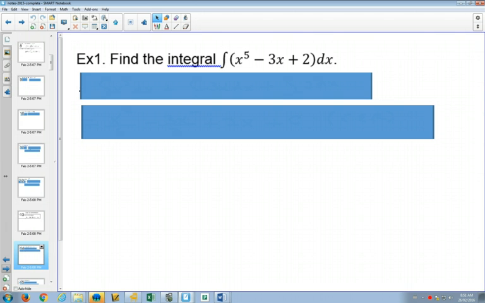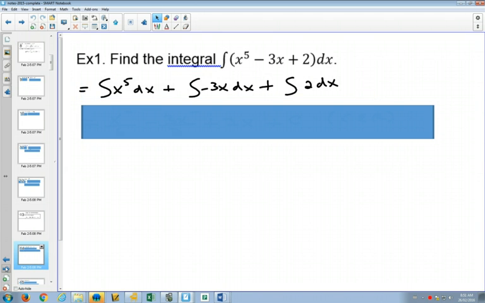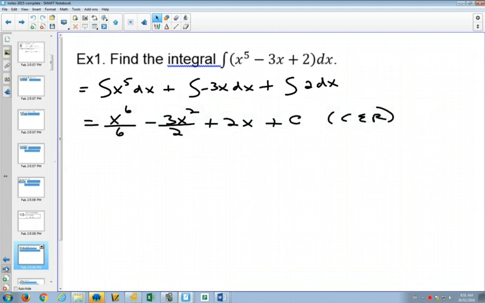All right, let's see how you did on the first one. So you can take the integral of each thing separately. And of course, that first step you probably will never write because it just takes too long. But that's the idea. Take the integral of the first one, take the integral of the second one, take the integral of the third one, and then do plus C.